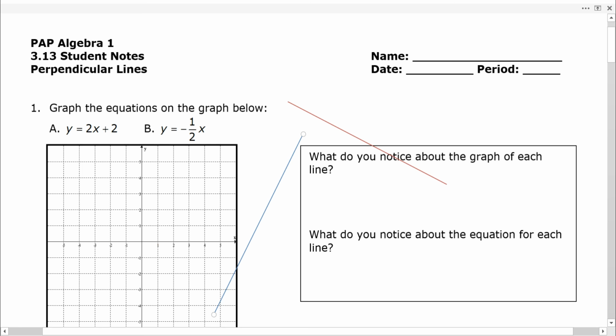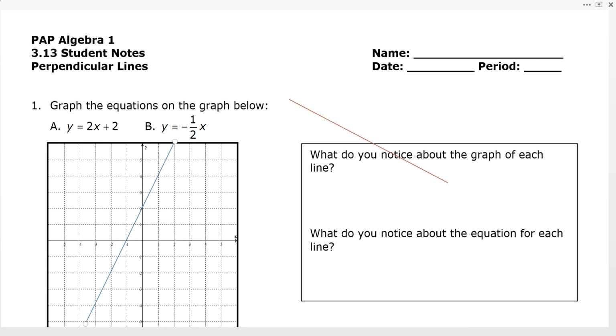Okay, perpendicular lines. We're going to do this one kind of like we did parallel lines. I'm going to show you where the lines go, and then we'll talk about how the equations match. So first equation, A, the y-intercept is 2, and the slope is 2. So I think that's my blue line, and it's going to go through 2, and it's going up 2 over 1. So that's where that one is.